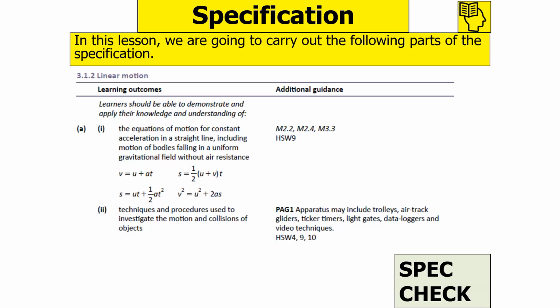So in today's lesson we're going to be looking at the following parts of the OCR A-Level Physics specification, in particular 3.1.2 linear motion, which is the equations of motion for a constant acceleration in a straight line, including the motion of falling objects in a uniform gravitational field without air resistance.